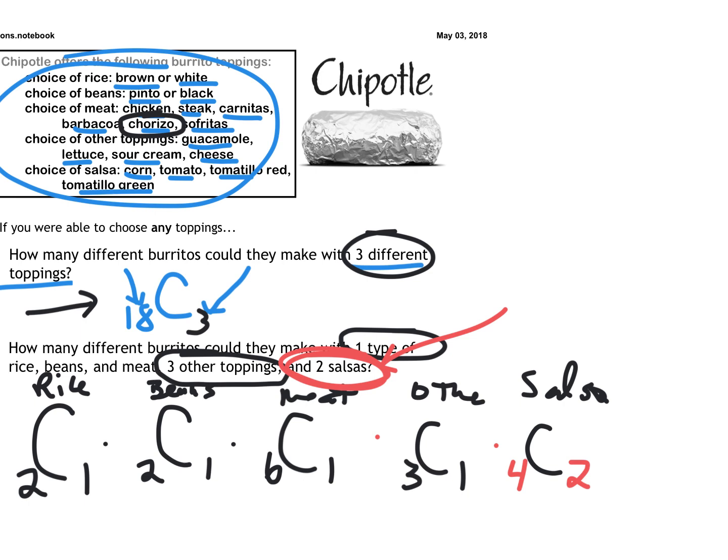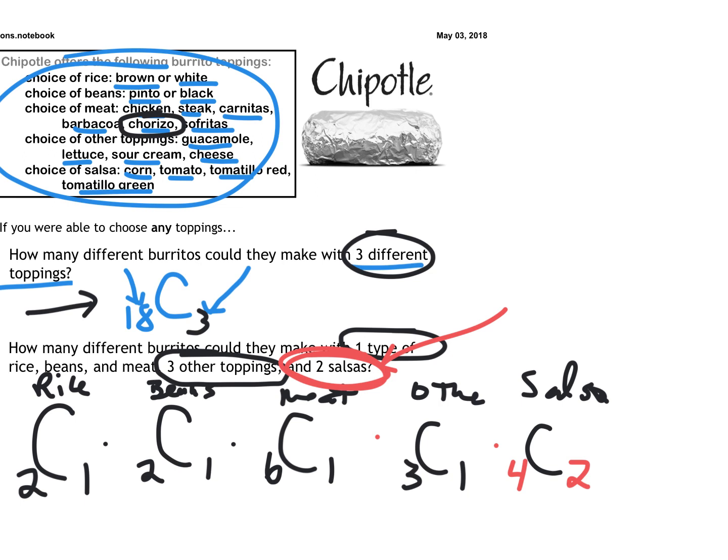Yeah. Okay. Do you agree that there's 2 kinds of rice, and I pick 1? 2 kinds of beans, and I pick 1. 6 kinds of meat, and I pick 1. Are you with me so far? Okay, good. Is it the 3, this part, the other? Yeah. Okay, so then it says 3 other toppings. Oh, I kind of assumed there were 3 other toppings I could pick 1 of. All right. I still think it's 1 type of the 3 other toppings, but the other toppings are guac, lettuce, sour cream, and cheese. I see what you're saying.